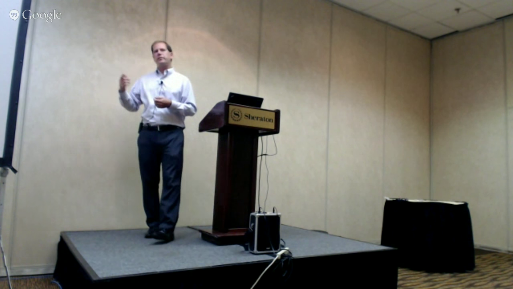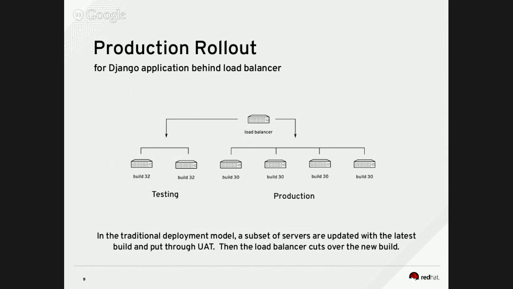Lastly, let's look at the rollout. Let's say we get through all the testing. We've done our continuous integration testing and our continuous delivery. The build is out in the UAT environment. In this diagram, which is a little small, on the left side I've got build 32 running on 2 machines, and I have build 30 running on 4 over here. There's a load balancer sitting in front.